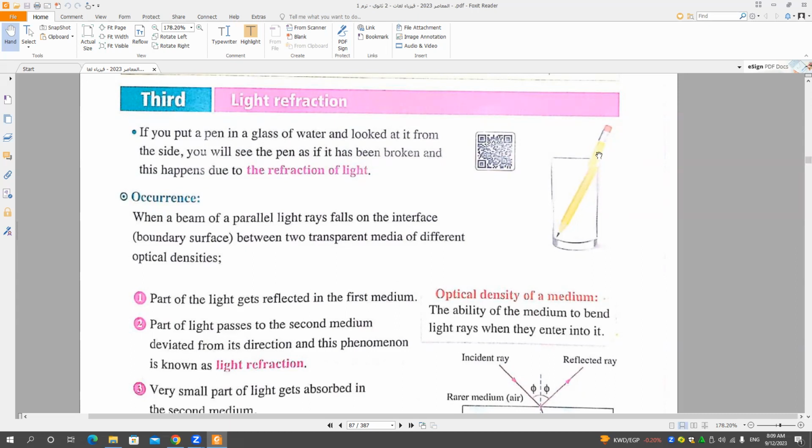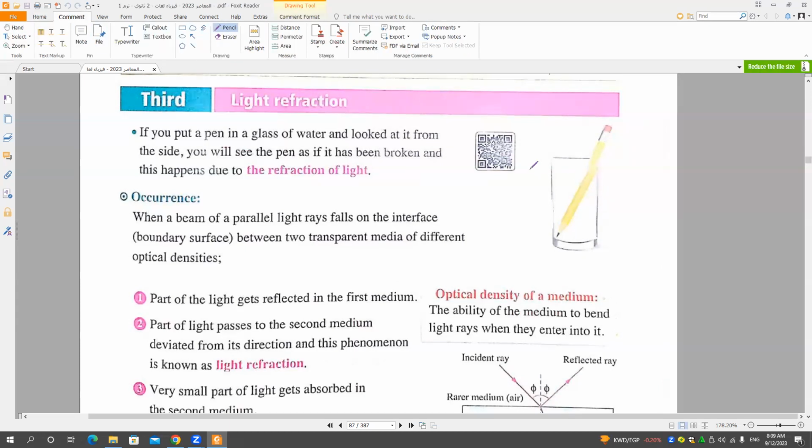What is the reason of this phenomenon? The pencil seems broken from this interference or separating surface between the two media, which are air and water. It is the light refraction. Light refraction means the change of light direction between two different transparent media.